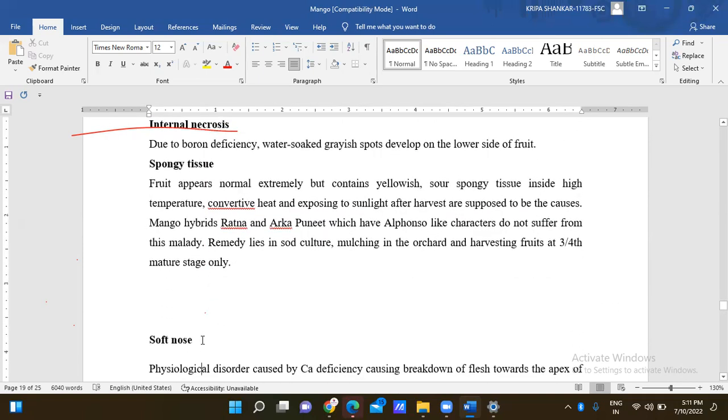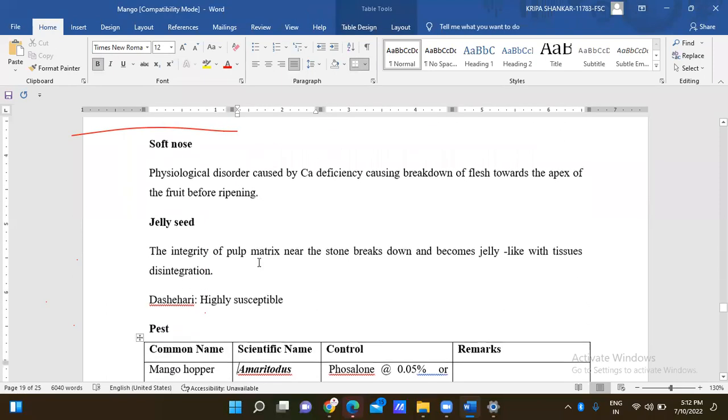Then spongy tissue is there. You should know which varieties are highly susceptible. Soft nose or jelly seed, both are common.